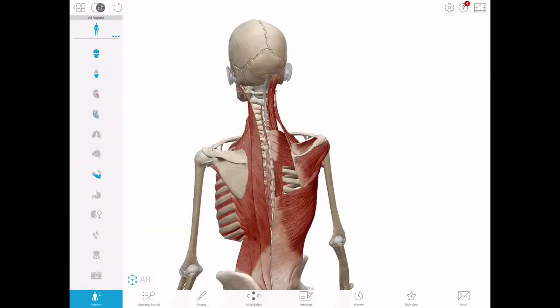Looking at the back of the body, we see the erector spinae muscle group. You can think of I Love Spaghetti to remember these muscles. Iliocostalis, longissimus, and spinalis.